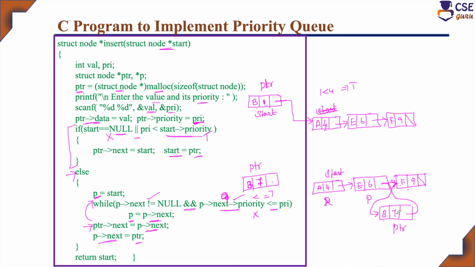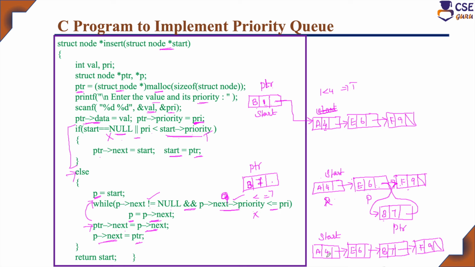Now, if you insert this element, what priority queue structure will you get? The first element will be A with priority 4. The second element is E with priority 6. The third element, after insertion, this element will occupy the third position: element B with priority 7. And the last element is element F with priority 9. And now this is the start only. Now we have inserted the new node at the right place.